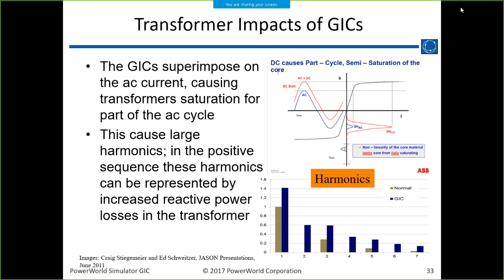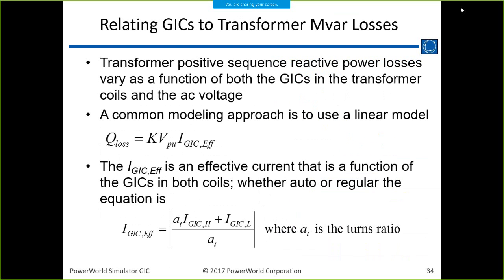The GICs in the positive sequence cause an increase in reactive power losses in the transformer. They also cause increased heating because of the extra harmonics in the transformer. So PowerWorld uses a scaling factor where we relate the power flow or transient stability increased Mvar losses in the transformer to a scaling factor, the GICs we see in the transformer, and the per unit voltage across the transformer.